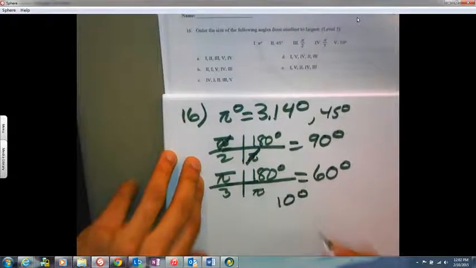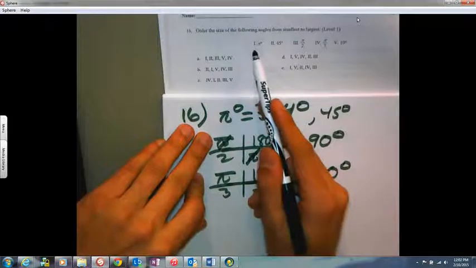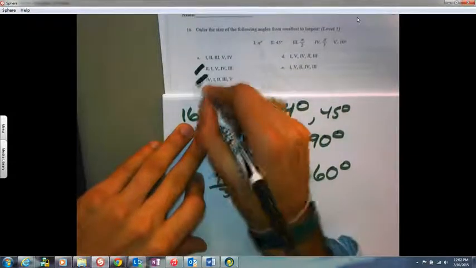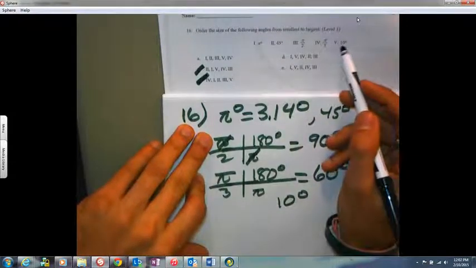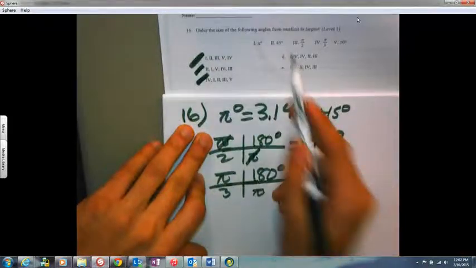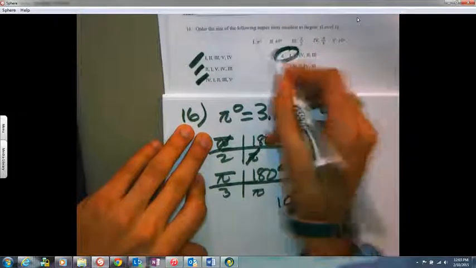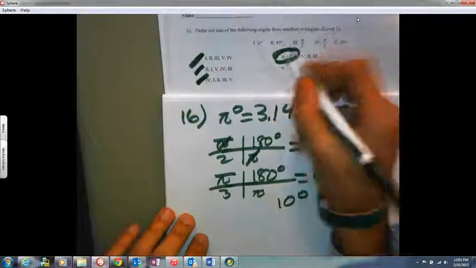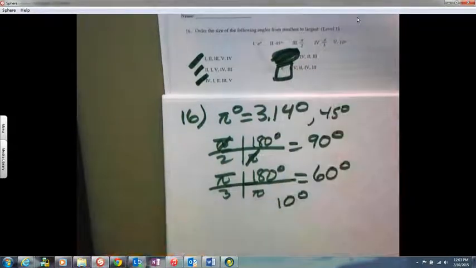So from smallest to largest, you go 1 first. So B is out, C is out. Then you go V, that's 10. A is out. Then you have 45 degrees, that's number 2. So the answer is E. Answer is E. 1, 5, 2, 4, 3.